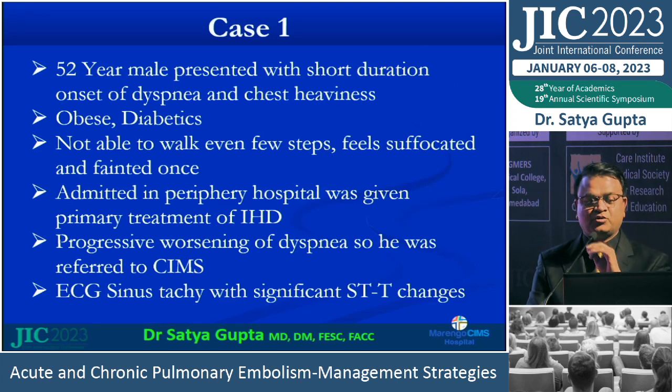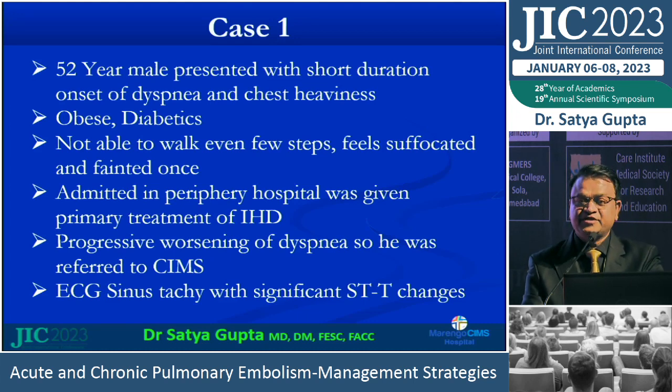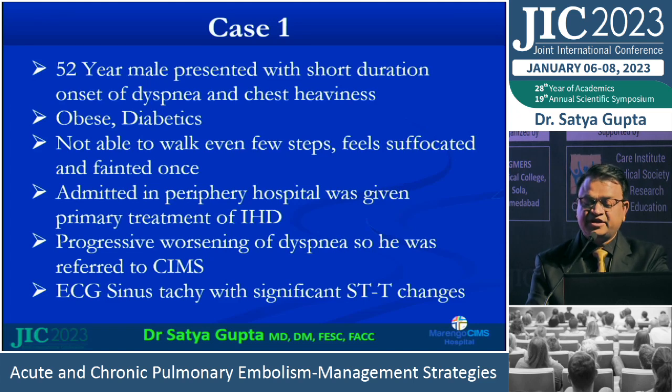It's a 52-year-old male. He came with a short history of dyspnea on exertion. He was obese and diabetic. He could not walk even a few steps, and once he had fallen because of suffocation or fainted, and he was admitted in the periphery and was given primary treatment as IHD. But he was having progressive dyspnea, and he was referred to CIMS Hospital.